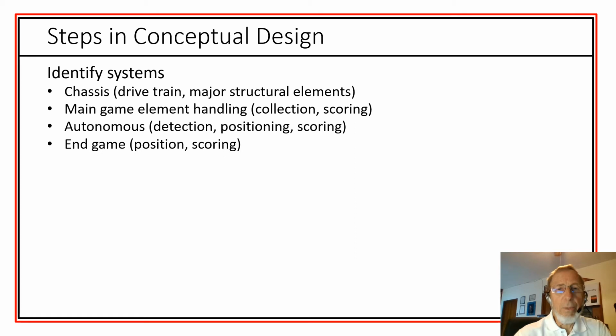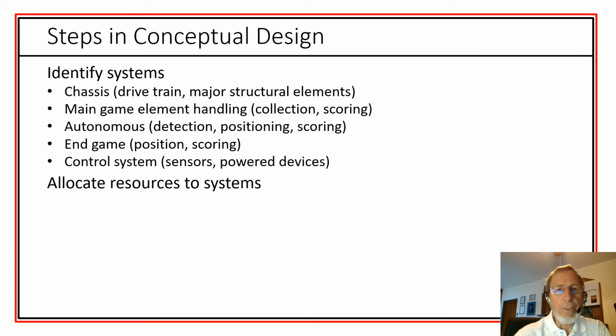In the end game, you also have other opportunities for scoring. So your conceptual design should include the systems or apparatus used for doing the end game scoring. You also need to consider things like the control system for these different systems, sensors, how you power, move devices, and so on. You also need to consider how you allocate the resources to these systems.